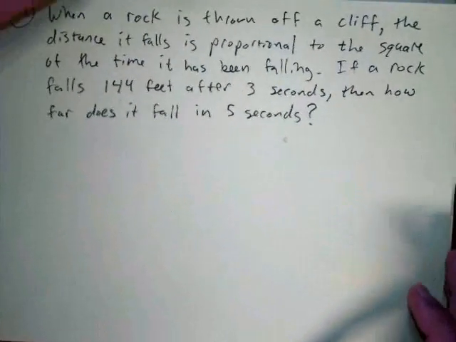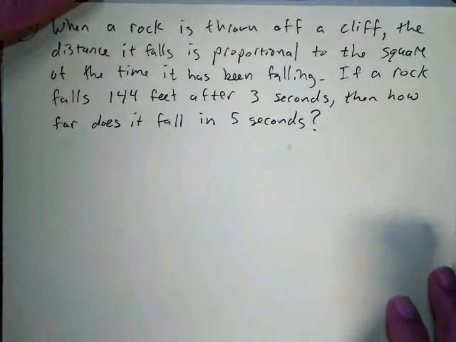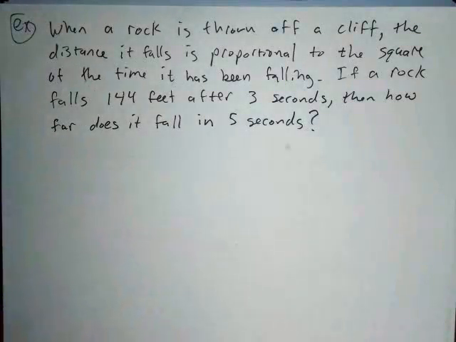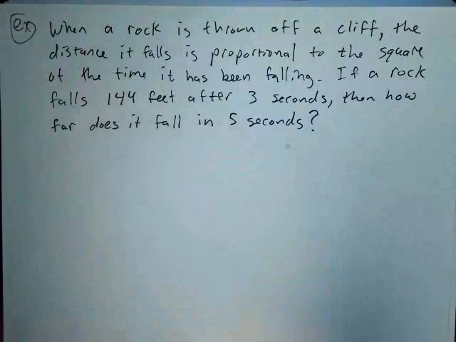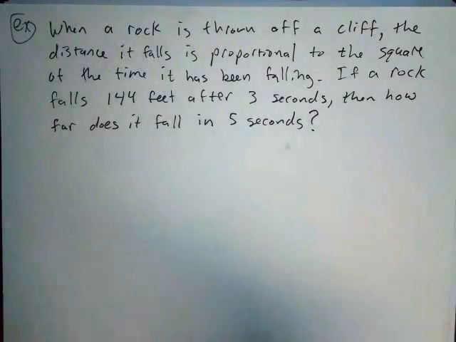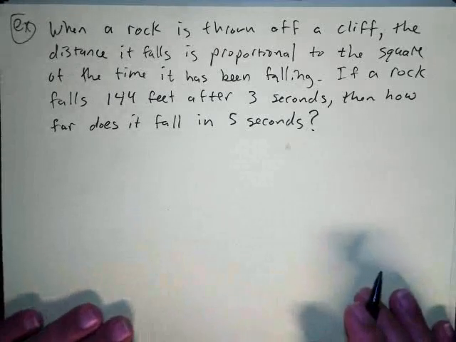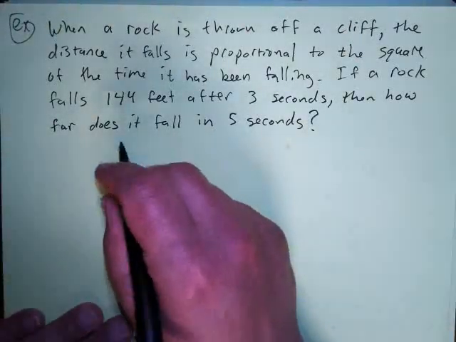So here's an actual real-world problem, okay, to see how this works. It says, when a rock is thrown off of a cliff, the distance it falls is proportional to the square of the time it has been falling. So if a rock falls 144 feet after 3 seconds, then how far does it fall in 5 seconds? Okay, so here's the idea.